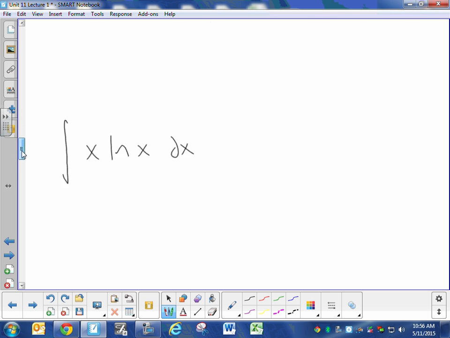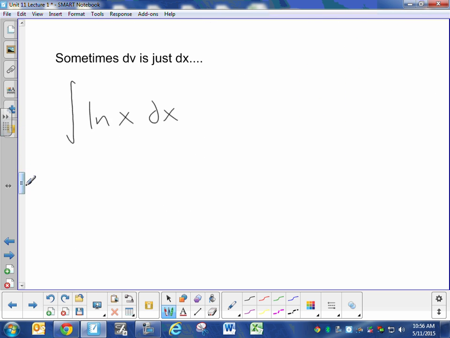All right, now that we know that, we're going to figure out the antiderivative of log x. And this will help us show that sometimes dv is just going to be the dx part. Now, you may think the antiderivative of log x dx is 1 over x, but that's not correct. That is the derivative of log x.